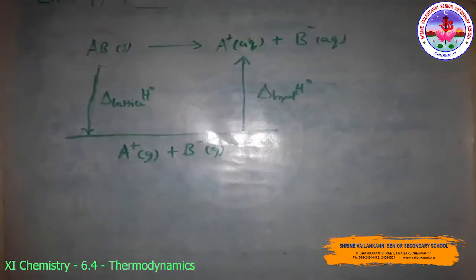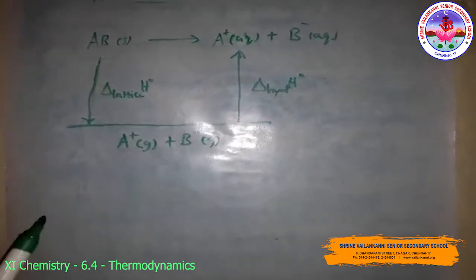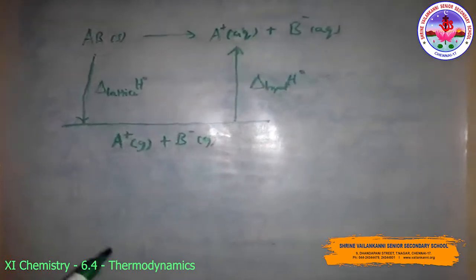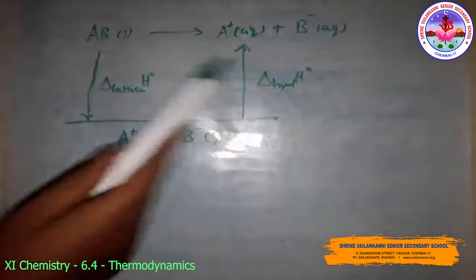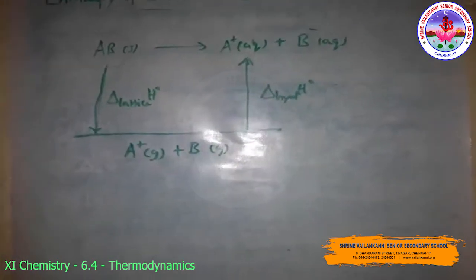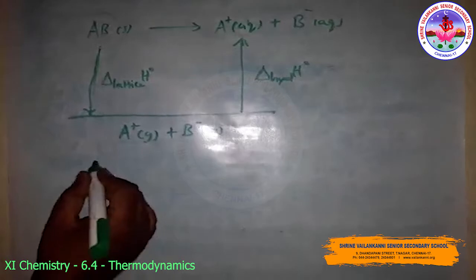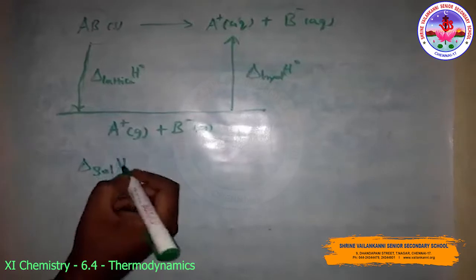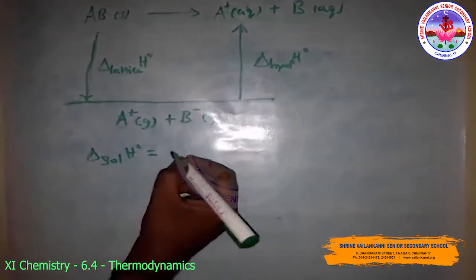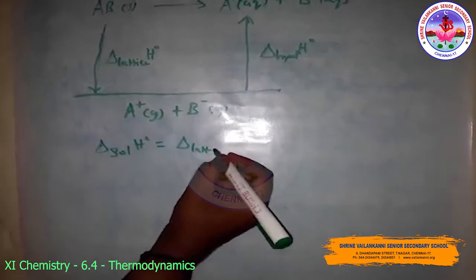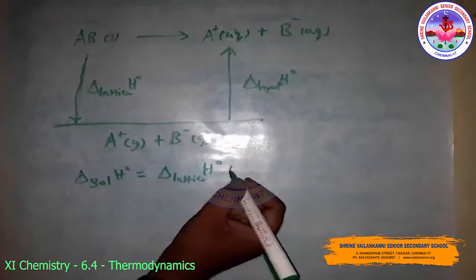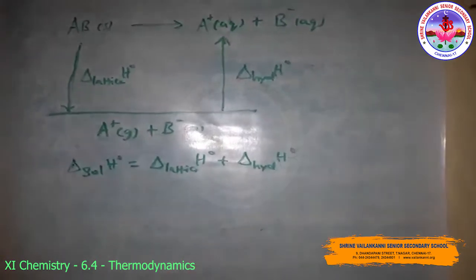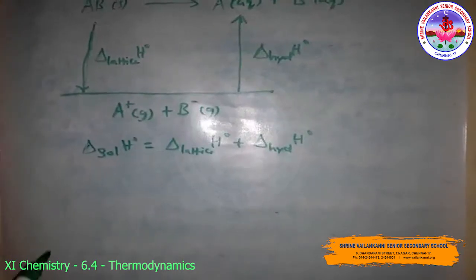So here the enthalpy of solution, that is AB in water, is determined with the respective values of the lattice enthalpy and the enthalpy of hydration of ions. Usually the formula is: enthalpy of solution is equal to lattice enthalpy plus hydration enthalpy.